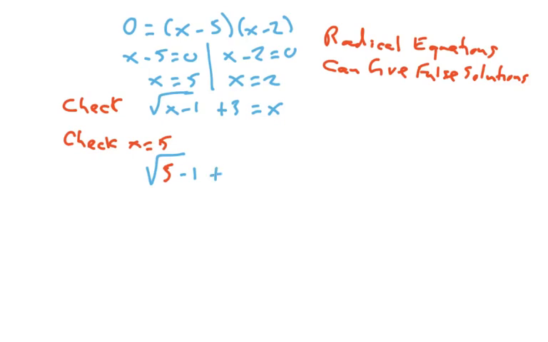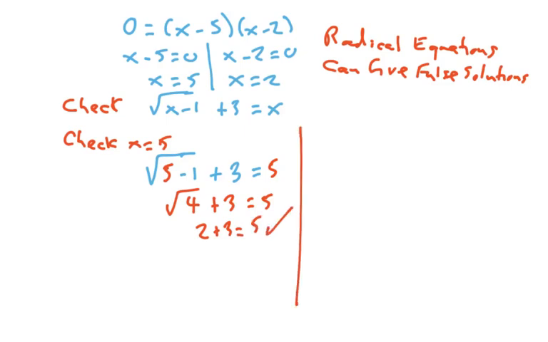So we have the square root of 5 minus 1, plus 3 equals, again, replace the x with the 5. The square root of 5 minus 1 is 4. The square root of 4 plus 3, the square root of 4 is 2. 2 plus 3 equals 5. Bingo, that works just fine.